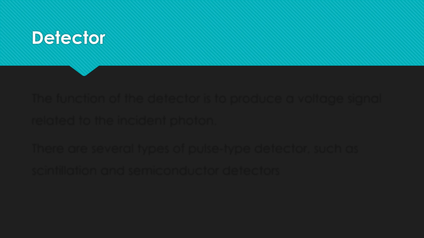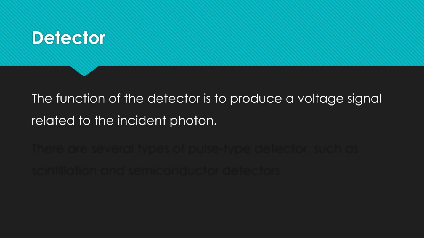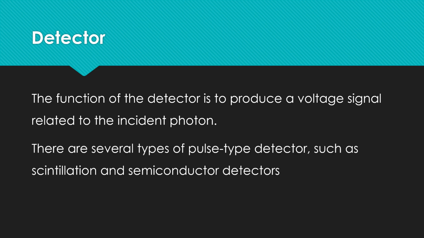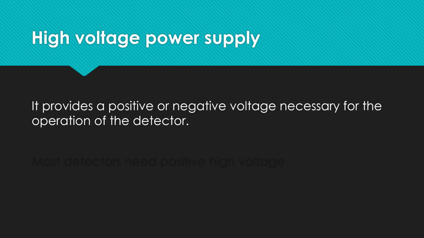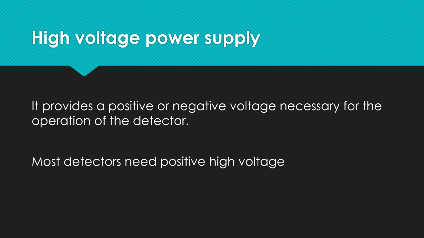Starting with the detectors: they produce a voltage signal related to the incident photon. Also, we have several types of pulse type detectors, such as the scintillation detector, which I will be talking about in this PowerPoint presentation, and the semiconductor detectors. The high voltage power supply provides a positive or negative voltage necessary for the operation of the detector. And here I want to note that most of the detectors need positive high voltage.